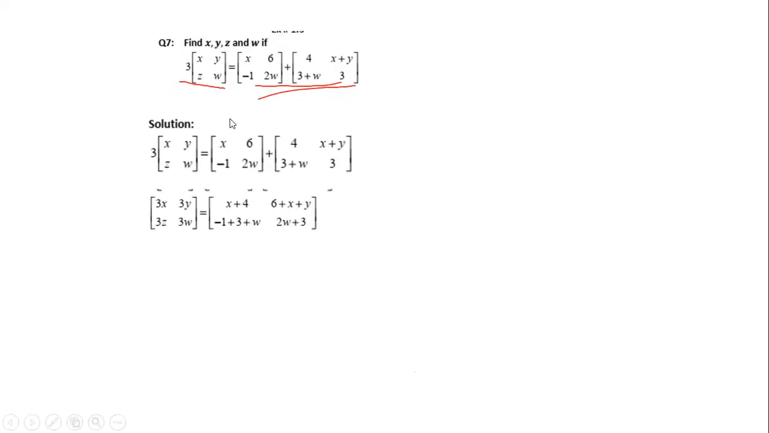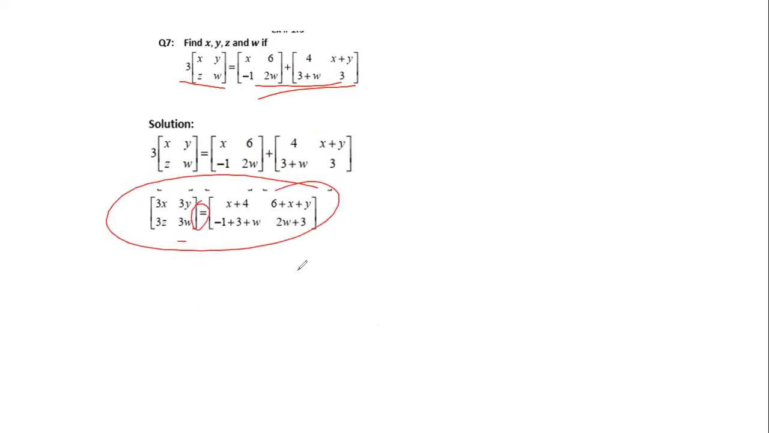It is done. As I have said, just multiply 3 with each and every element on the left hand side and add the right hand side. 3 with x, y, z, and w. It is done here. And x plus 4, it is there. 6 plus x plus y, it is okay. Minus 1 plus 3 plus w, it is done. 2w, there is plus, and 3. So that's the simplification.